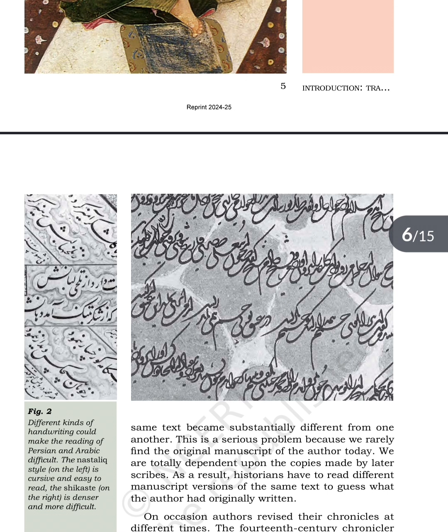As a result, historians have to read different manuscript versions of the same text to guess what the author had originally written. On occasion, authors revise their chronicles at different times. The 14th century chronicler Ziauddin Barani wrote his chronicle first in 1356 and another version 2 years later. The two differ from each other, but historians did not know about the existence of the first version until the 1960s. It remained lost in large library collections.